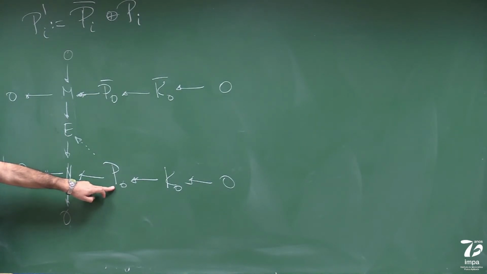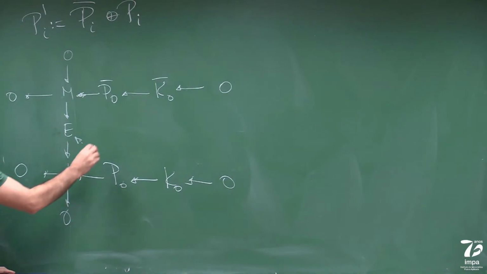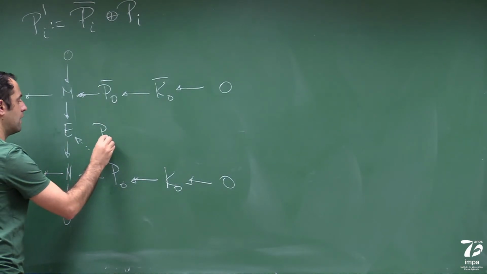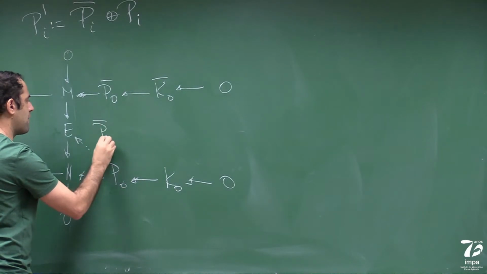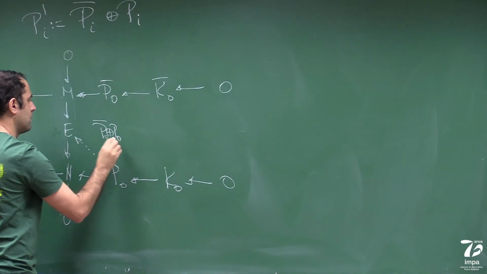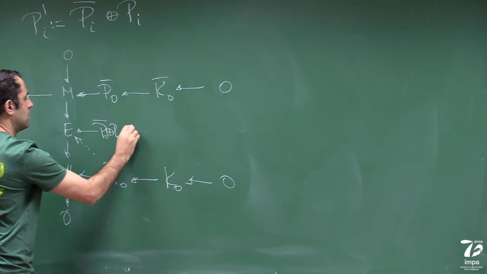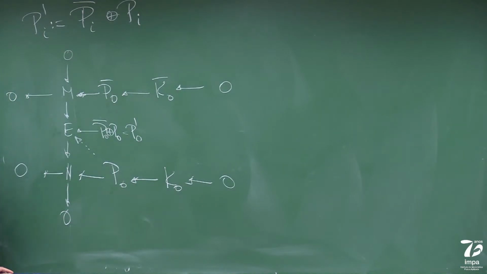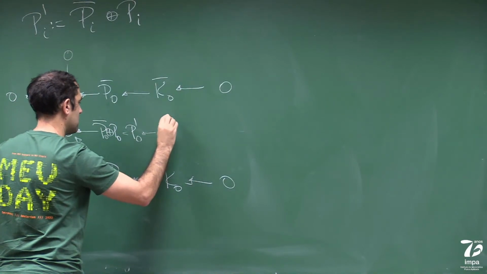Okay, so now I have a map from this to E, and I have a map from this to E, which is the composition of these two. Therefore, I get a map from the coproduct to E. So I get a map from P bar 0 plus P0 to E. This is what I call P prime 0. Okay. So now let's look at the kernel of this, and this is going to be K prime 0.